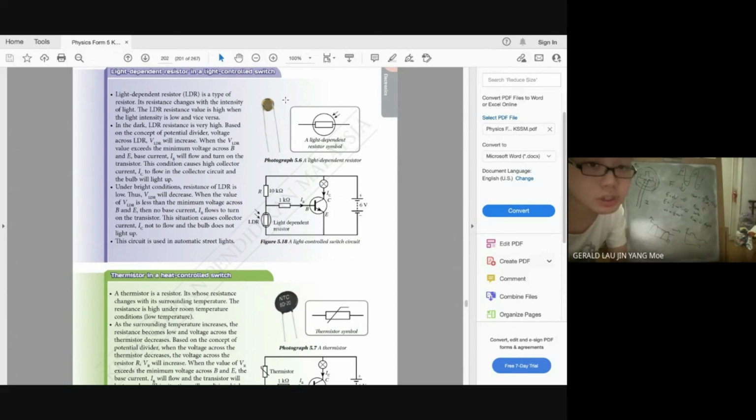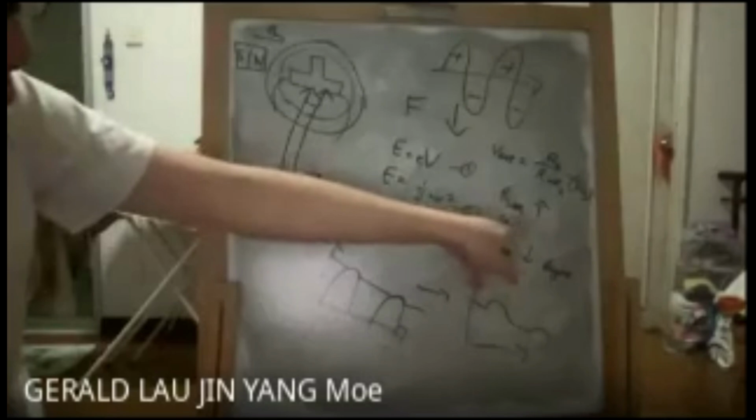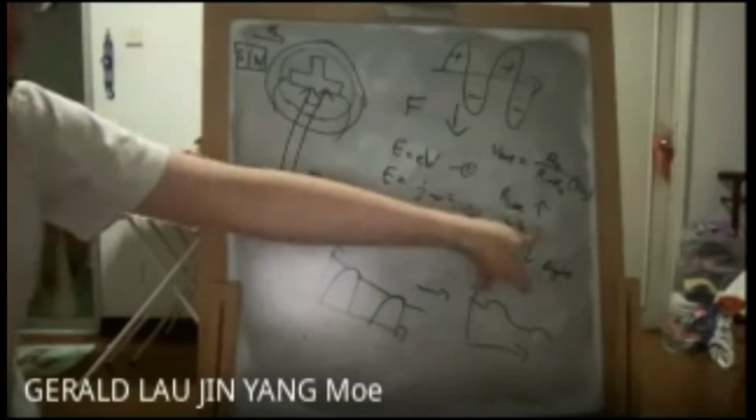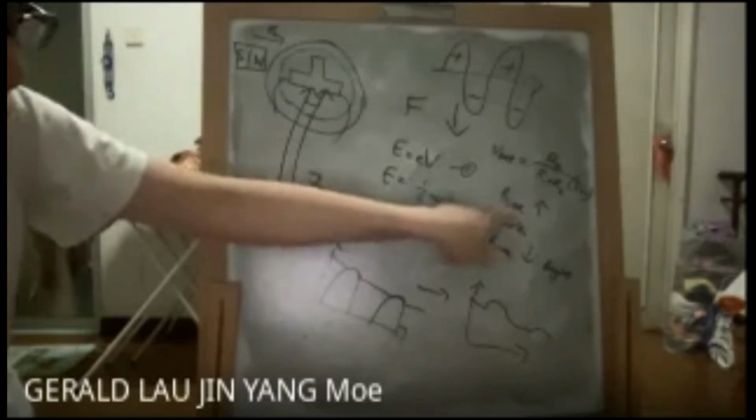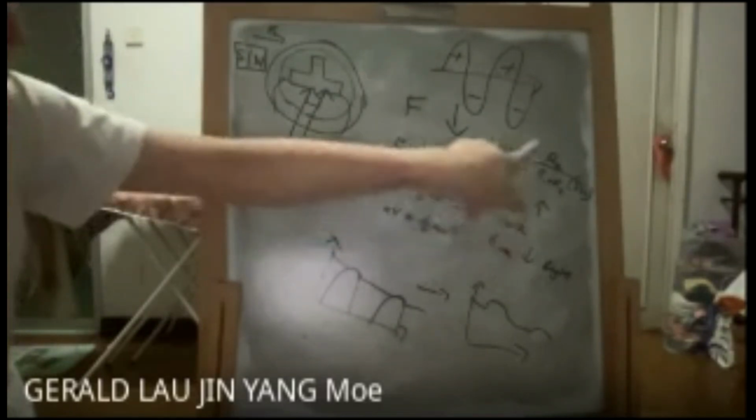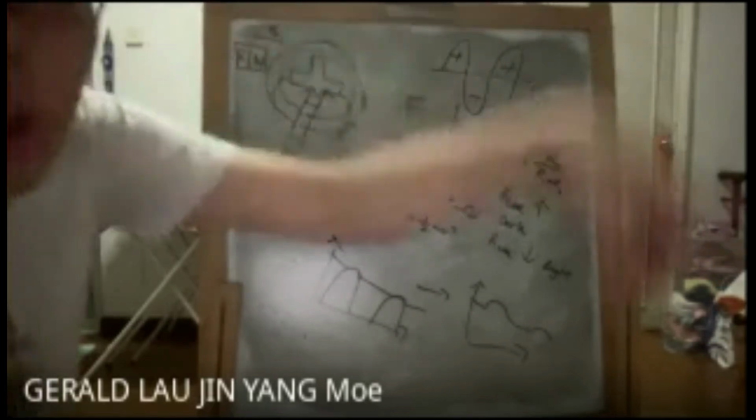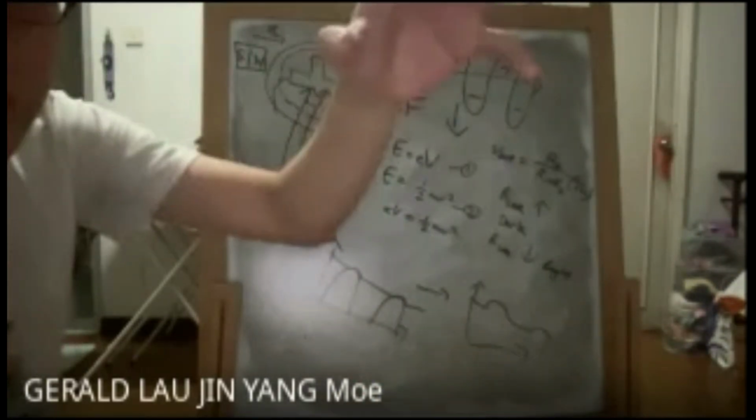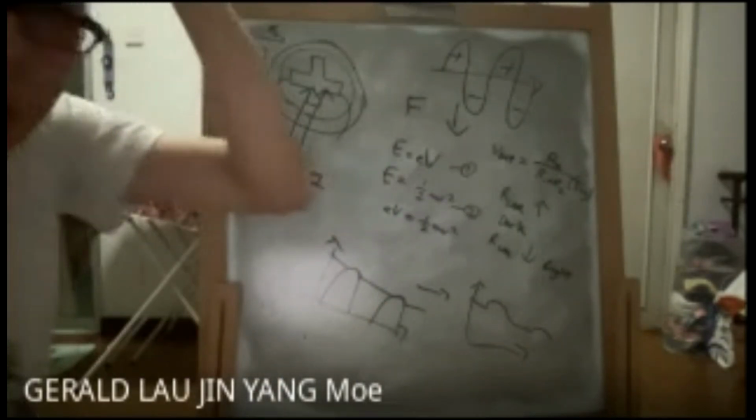Okay, this condition causes high collector current to flow in the circuit and the bulb will light up. So at night, how does your street light come on? The resistance of the LDR at night, when it's dark outside, is high. Because the resistance of the LDR is high, the voltage across the LDR is high. If the voltage across the LDR is high, it can turn on the circuit. And then because of the transistor, it will supply current and activate the bulb.